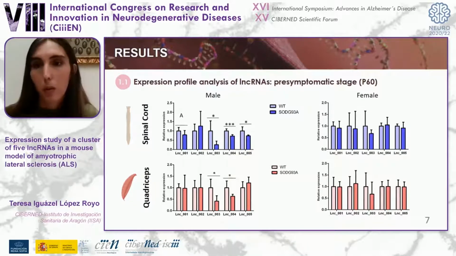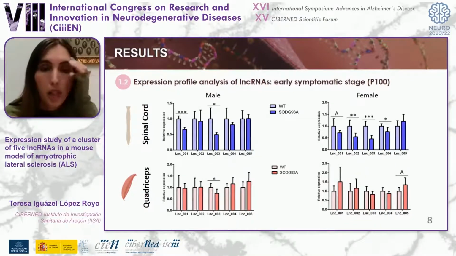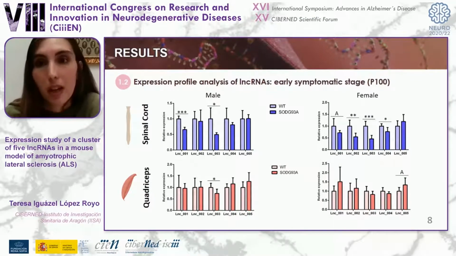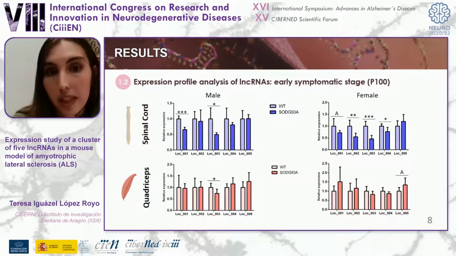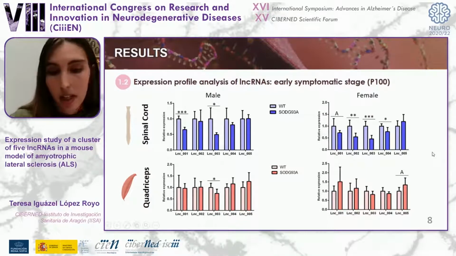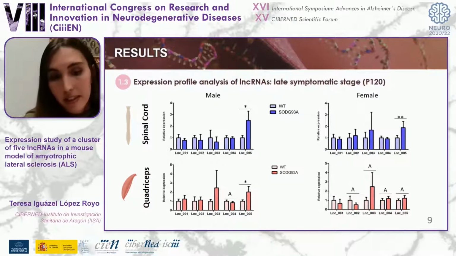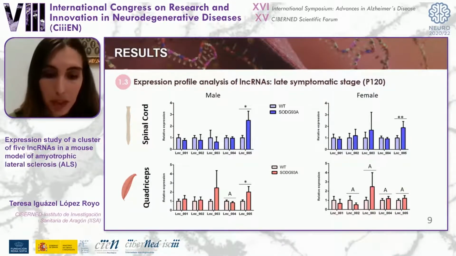So they are always like with a kind of delay. So at 100 days, that would be the early symptomatic stage, we still see some of these differences. We can see it now also in females. But interestingly, at late symptomatic stage, all these differences disappear.